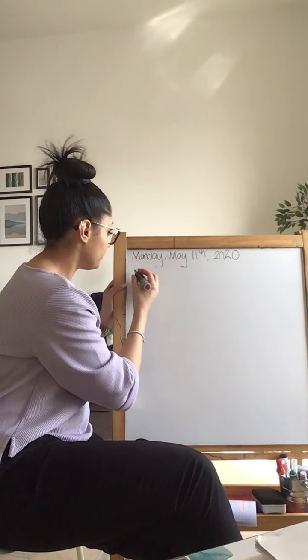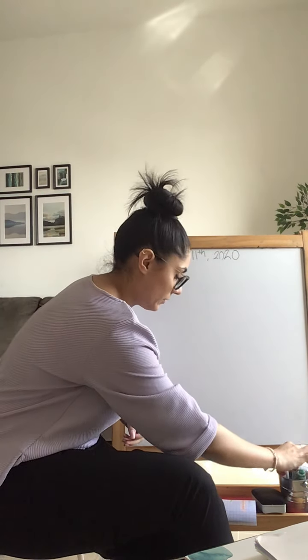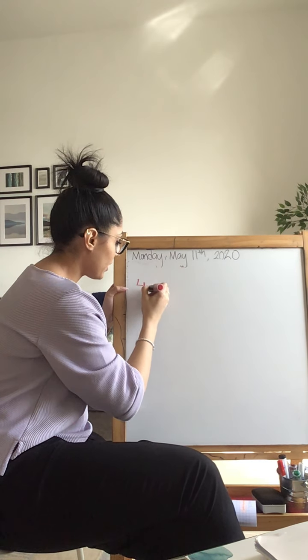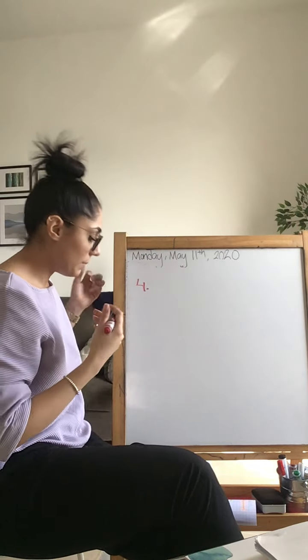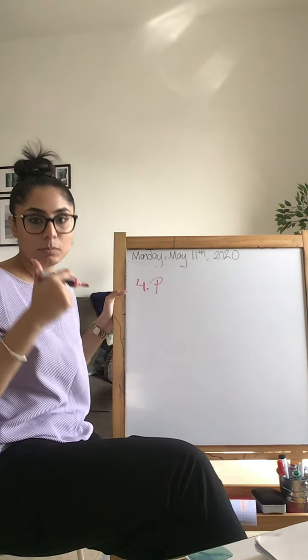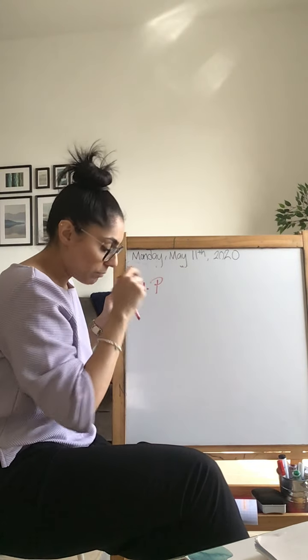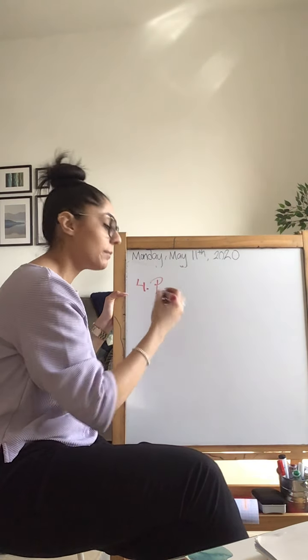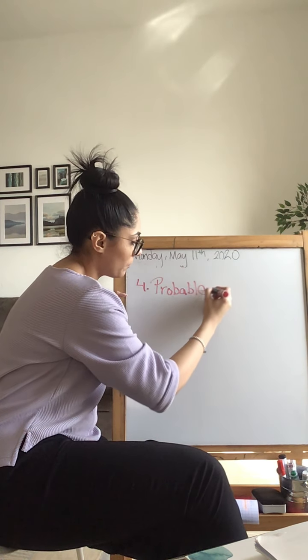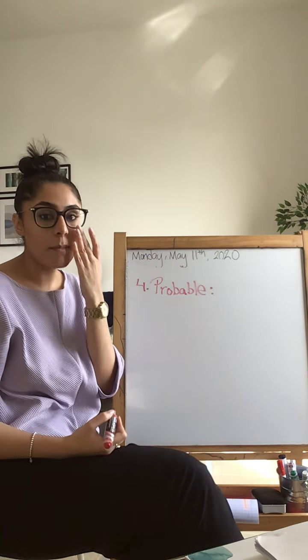Number 4. I'm going to use a different color. Let me use red now. Number 4 and number 5 are kind of together. They're a small little pair. So I know for sure you've heard of impossible, certain, and possible. Next two, you may or may not have heard of them. It's probable and improbable. Probable. Okay, so not possible, probable.